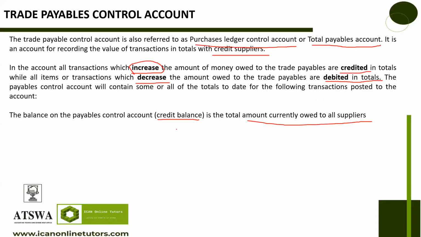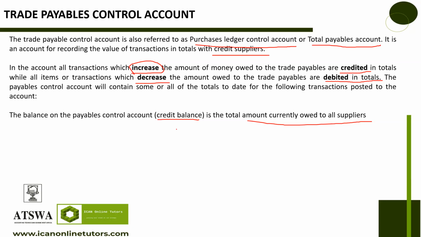Now we are moving into the trade payables control account. We said that the trade payables control account is also referred to as the purchases ledger control account or total payables account. It is an account for recording the value of transactions in totals with credit suppliers. Once you understand the trade receivable control account, the trade payables control account is the reverse. Trade receivable control account has a debit balance. Trade payables control account has a credit balance. Anything that increases the trade payables control account is credited into the account because it has a credit balance.